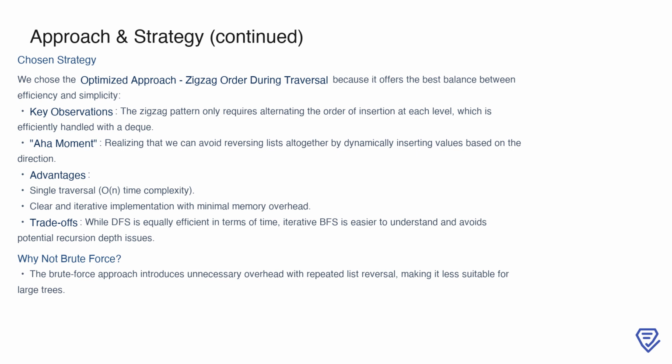It requires only a single traversal of the tree, ensuring O(n) time complexity. Its iterative nature makes it easier to understand and implement, especially for beginners, and it avoids the pitfalls of recursion depth issues. While the recursive DFS method is equally efficient in terms of time complexity, the iterative BFS approach is more practical for real-world use, as it minimizes the risk of stack overflow and is generally more intuitive to debug. On the other hand, the brute force approach was ruled out due to the unnecessary overhead of repeated list reversal, which makes it impractical for large trees.